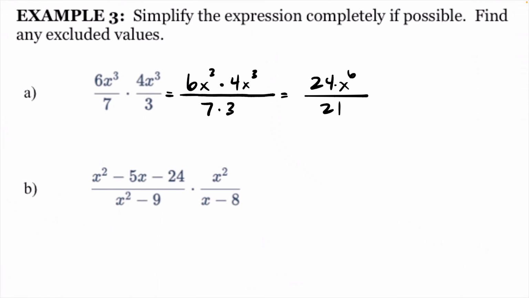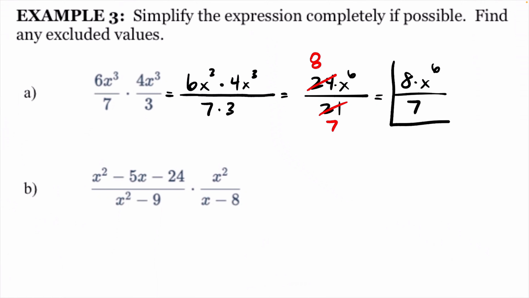Reduce it. 24 and 21, what's the biggest number that goes into 24 and 21? 3, right? 7 goes into 21, but it doesn't go into 24, and 8 goes into 24, but not 21, so 3, I think, is the biggest. So this becomes an 8, that becomes a 3. So you have 8 times x to the 6th over 3. The bottom would be 7, yes. I don't have any x's on the bottom, so I can't do anything with the x to the 6th. So you're done.